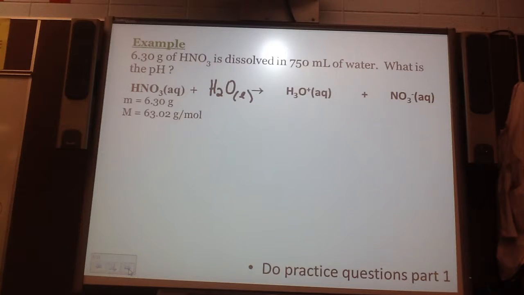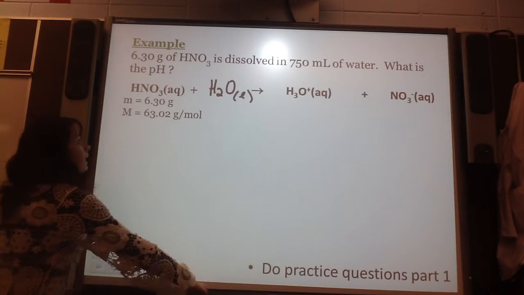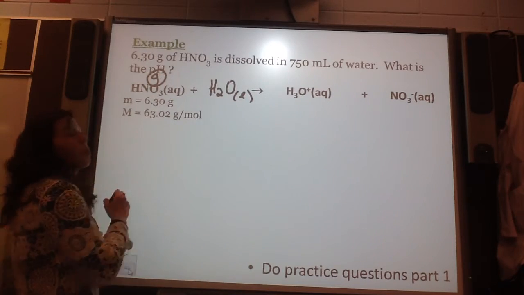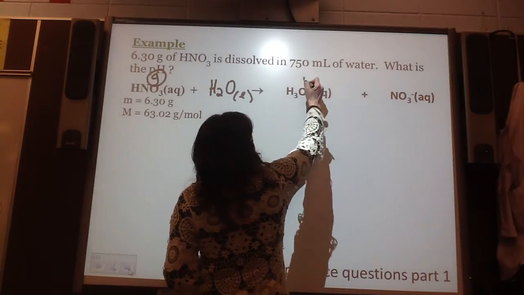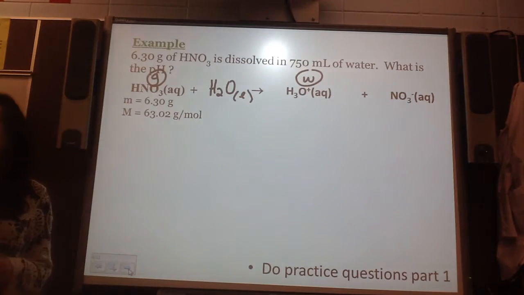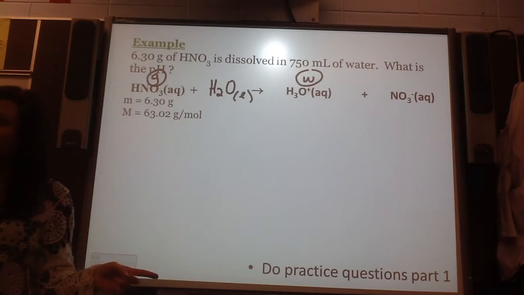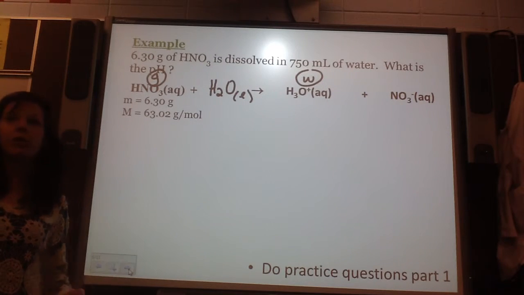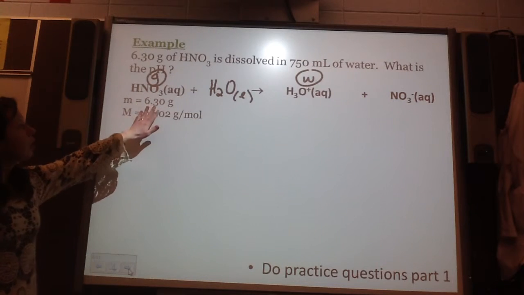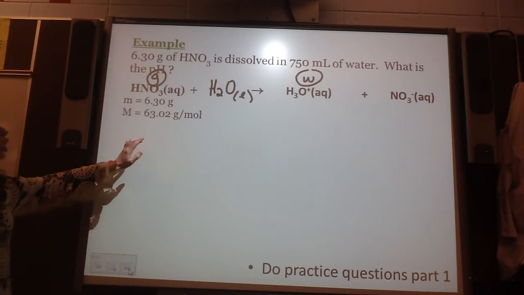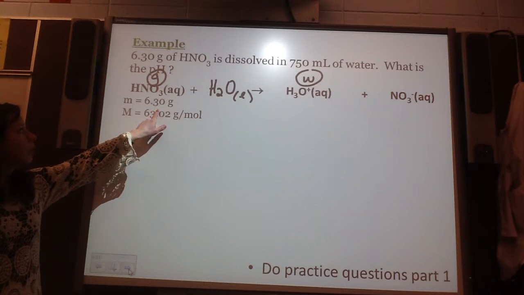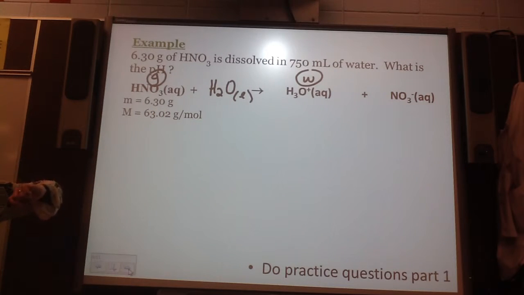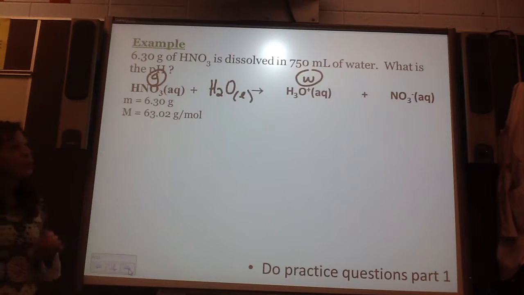But what you need to think now is this is your given, and this is your wanted. Okay, remember that back to that lesson on solutions, wanted over given? So see how this is tying in everything from solutions. You write the information you know under given. You're given that you have 6.3 grams of the nitric acid, solid before it's dissolved. You know your molar mass because you can find it with your periodic table.